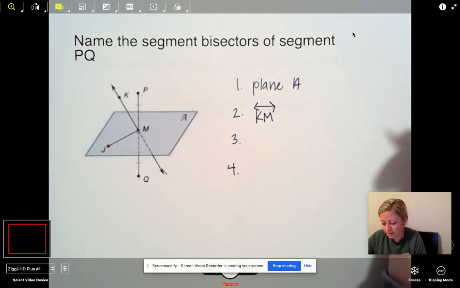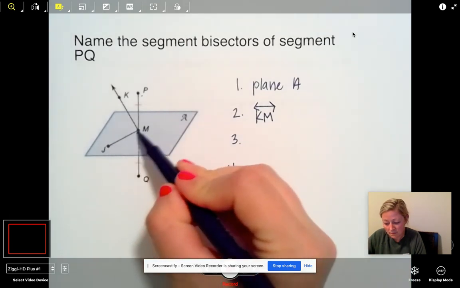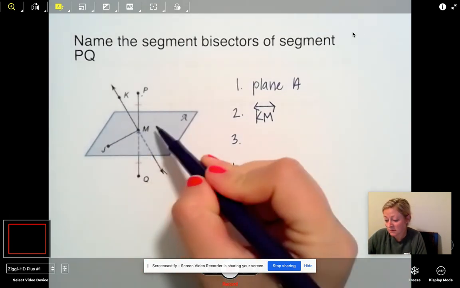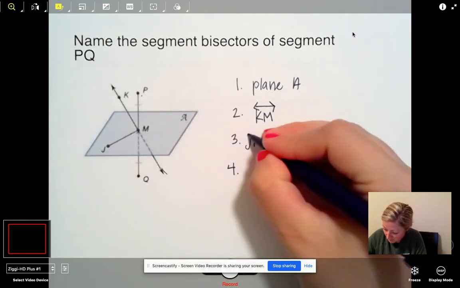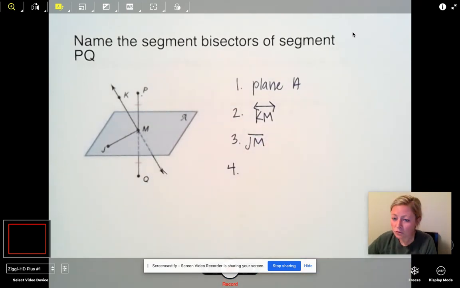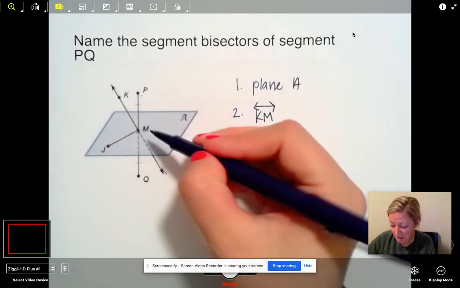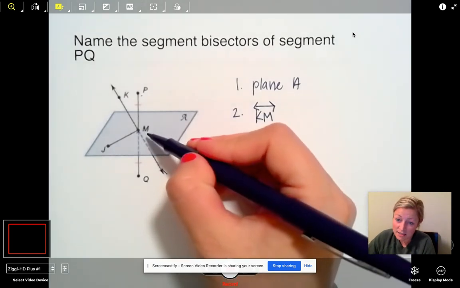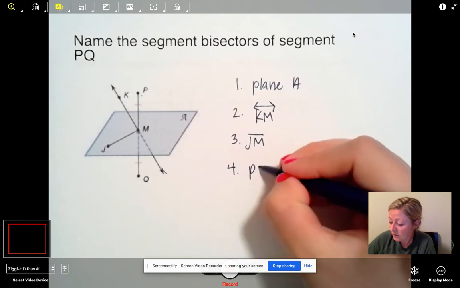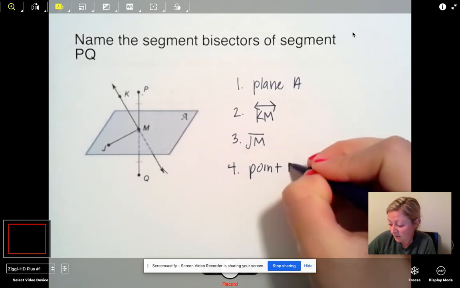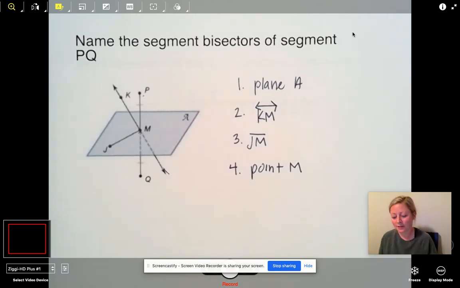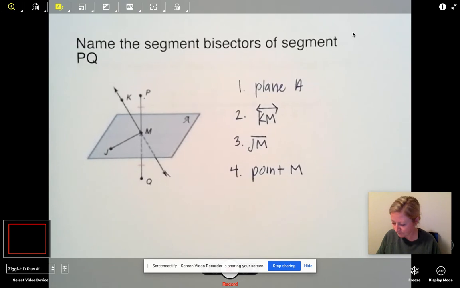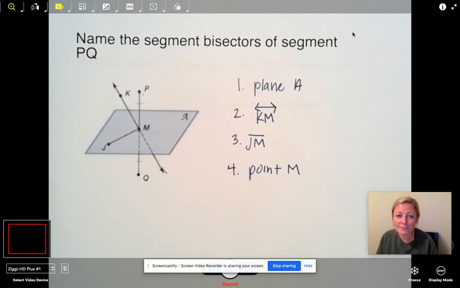What else do you guys see? Did you write down segment JM? That's cutting it in half. It's touching it at its midpoint. And then I think probably the most tricky one to find is actually point M itself. It is the midpoint, so therefore it is a segment bisector. So those are all four. I hope you at least got like 2 out of 4. But like always, shoot for like half, right? You can do things at least halfway right the first time.